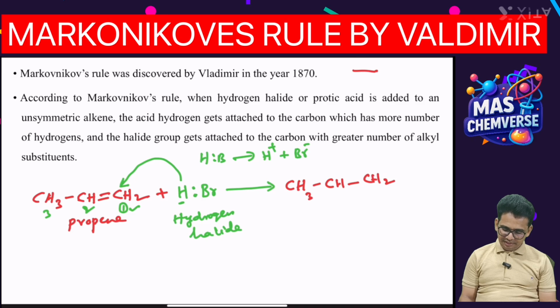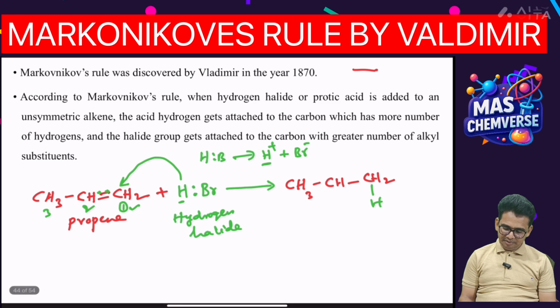Now see what I told, hydrogen goes to that doubly bonded carbon which is having the more number of hydrogen. Whatever electron pair is there, the 2 electrons on the double bond, it is taken up by this hydrogen. This H plus, because of the deficiency of electrons, attacks the pi bond.